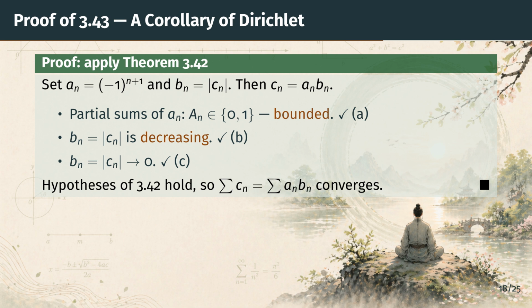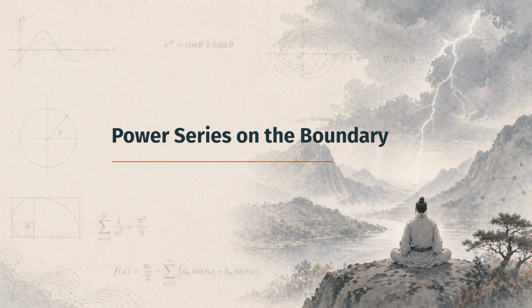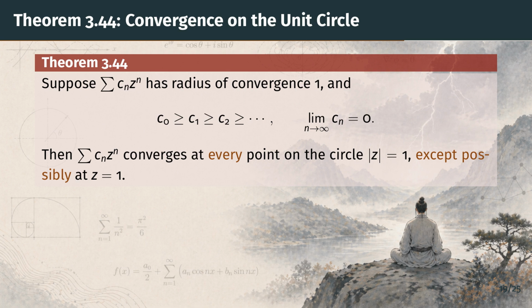Let's turn to power series. Our last application reaches into the complex plane. Recall from the previous section that a power series with radius of convergence 1 converges inside the unit disk and diverges outside it. The behavior right on the boundary circle, where the absolute value of z equals 1, is usually subtle and was left open. This theorem settles it under extra hypotheses.